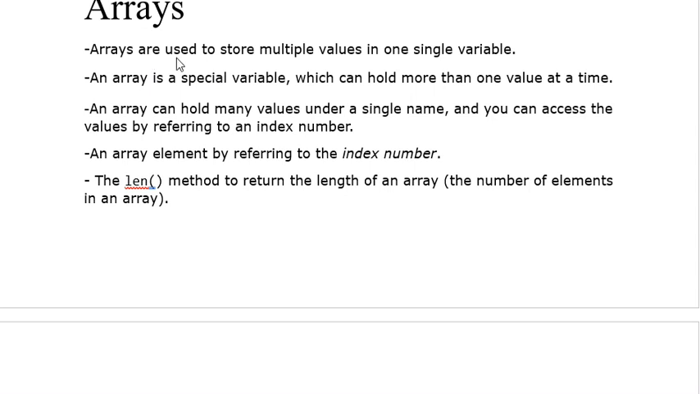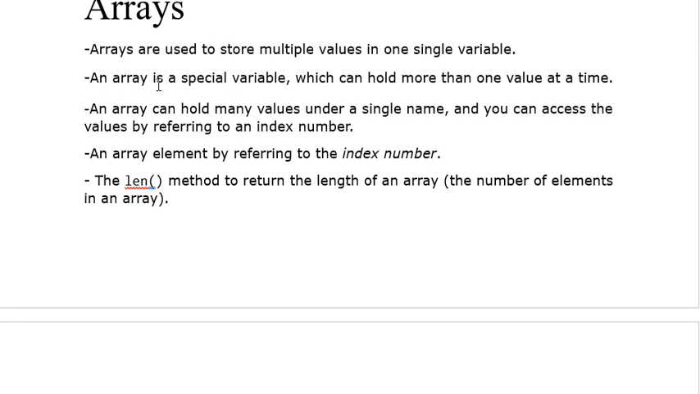Arrays are used to store multiple values in one single variable. This definition I think you saw in list, set, tuple, and dictionary also. This array also works like a list. Yes or no? It stores multiple values in a single variable.